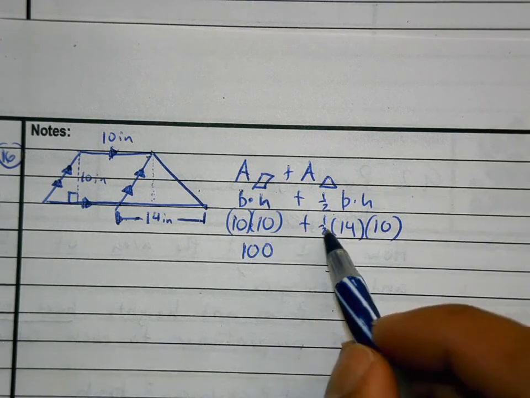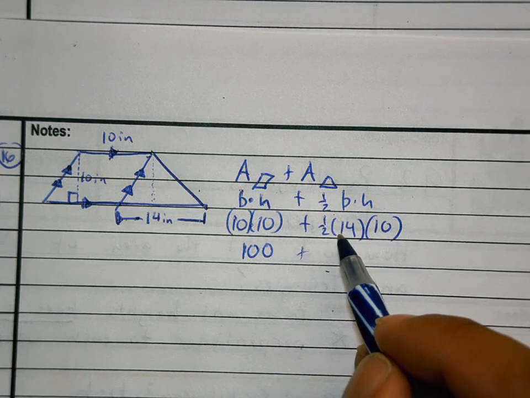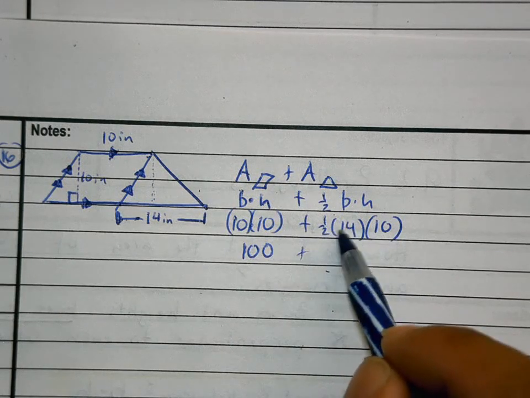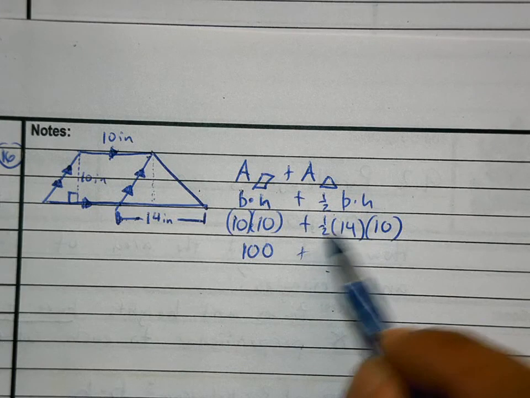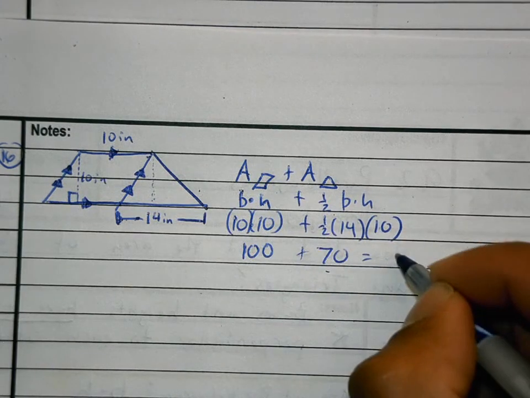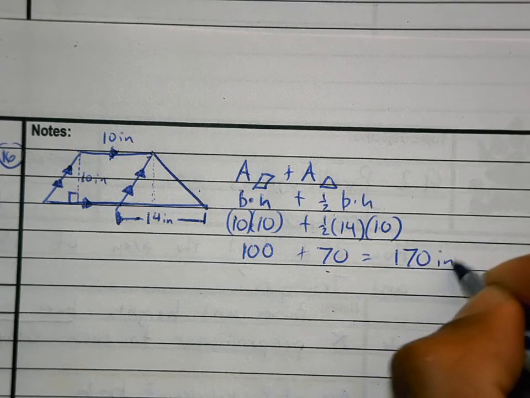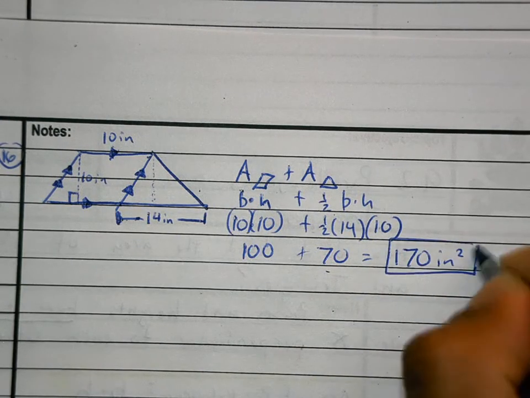Now, what's easier, half of 14 or half of 10? It's up to you. I would probably make the bigger number smaller. Half of 14 is? 7. Then times that by 10. 70. And that would make 170 inches squared. Let's stop your notes right there.